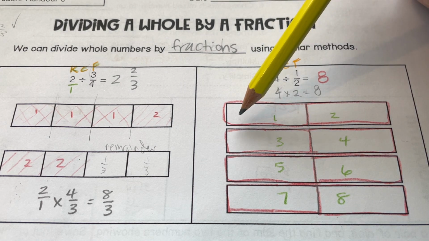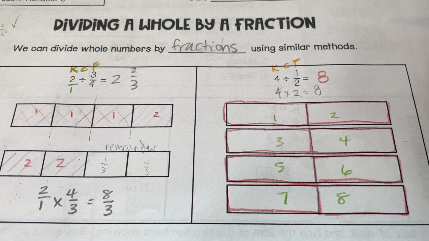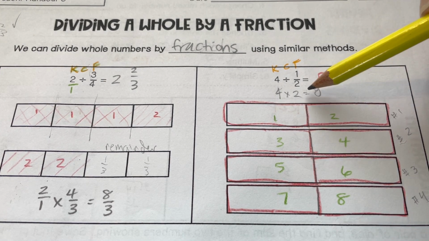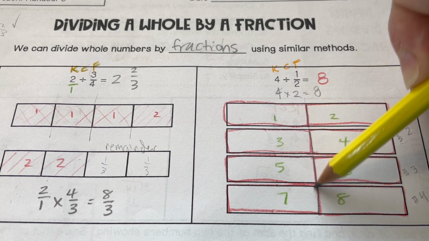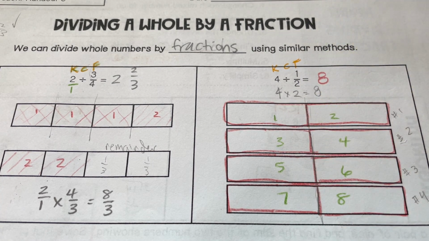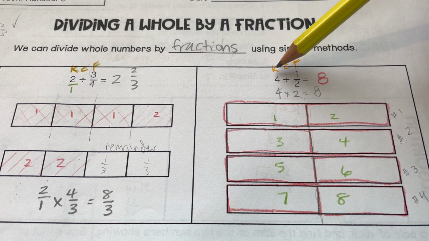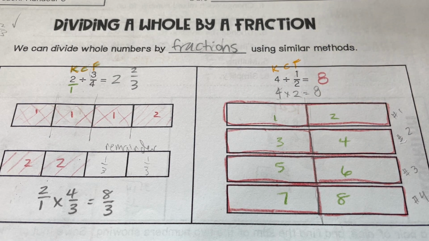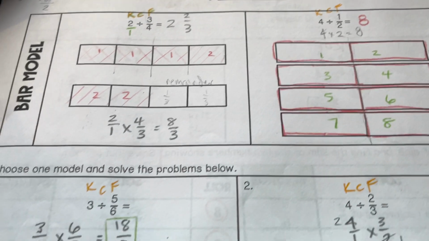So we have 4. I had 4 big bars. So this was number 1, number 2, number 3, and number 4. And then we cut them in half, right? They got sliced in half. So we now have 1, 2, 3, 4, 5, 6, 7, 8 pieces, okay? And the same deal. Keep the 4/1, change to multiplication, and multiply by the reciprocal, which is going to be 2/1, which is just 2. So 4 times 2 is 8, okay? So we can divide whole numbers by fractions.